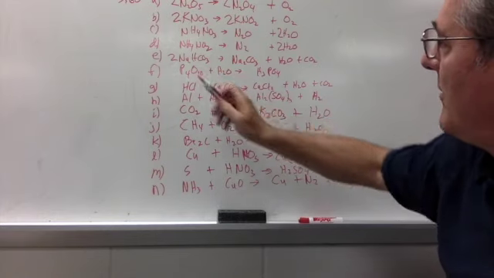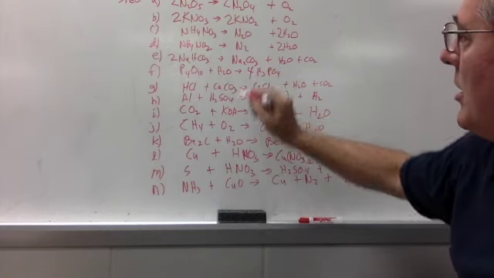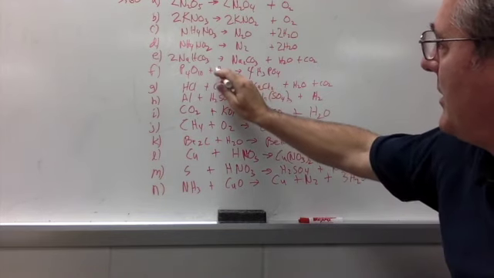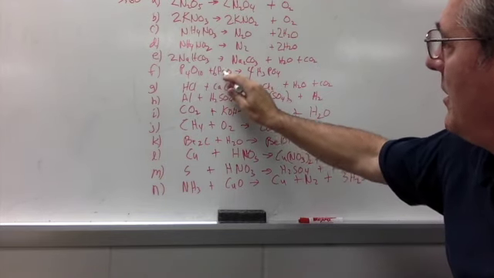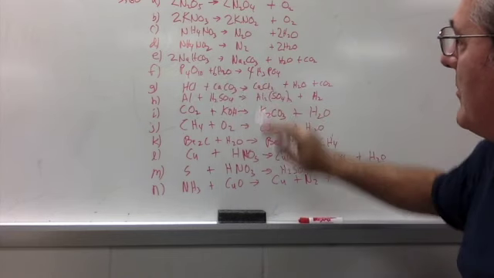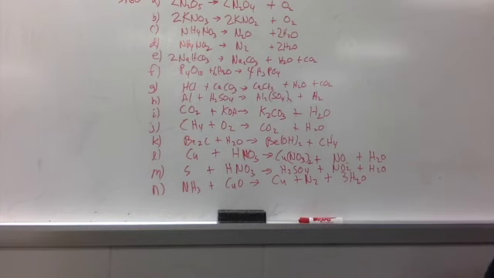P4O10, 4 phosphoruses, so I need 4 in front of H3PO4. That's 12 H's, so I need 6 waters. If you take this 10 O's and that 6 O's, you get 4 times 4 is 16 oxygens.